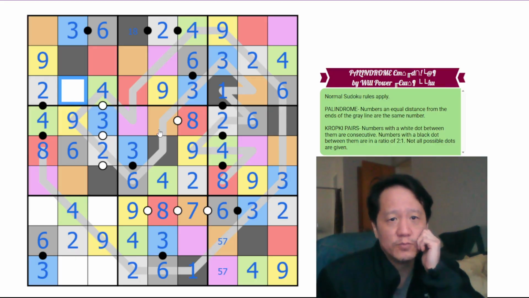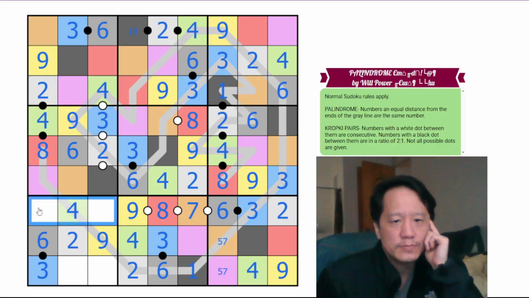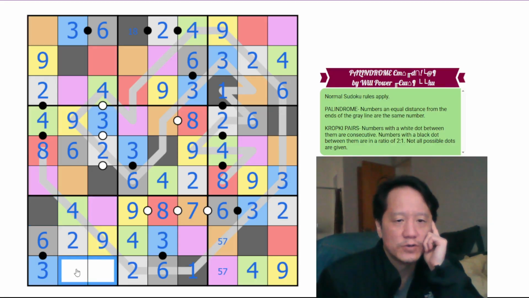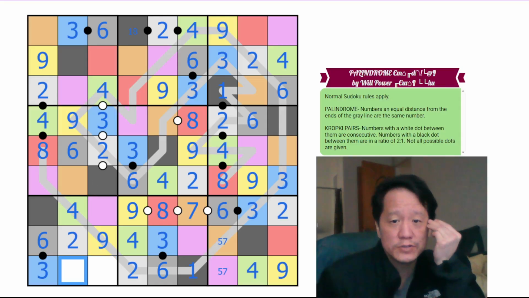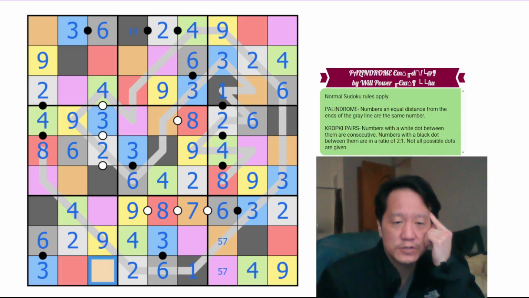Row 3, we have pink left. Row 7, we have red. No, not red. Dark and pink. This can't be pink, so this must be dark, which makes this pink here. And then row 9, we have orange and red. And this can't be orange, so this must be red, which makes this orange.